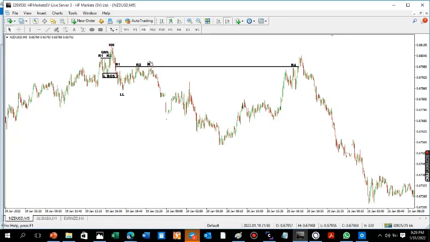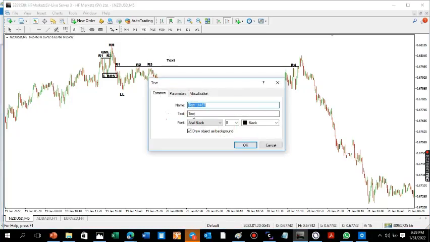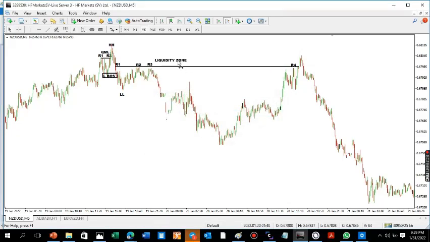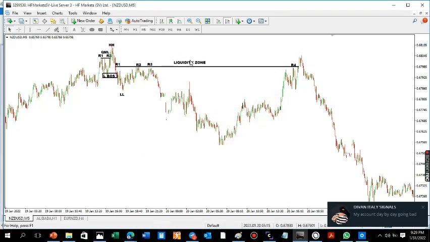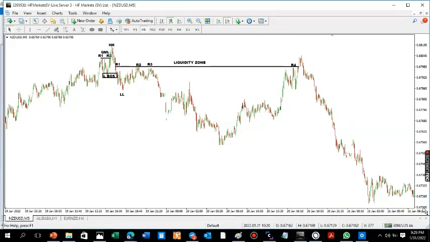Okay? So this is our liquidity zone or our fake out zone. That's what we have here. So we will label this liquidity zone. This is our liquidity zone right here. This is our liquidity zone around here.